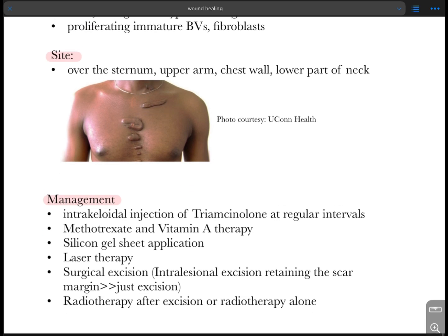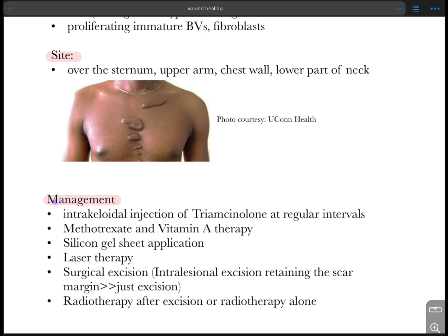Now talking about management, since keloid has a high recurrence rate, about 50%, the management is quite controversial. And the mainstay, the first line of therapy, is intrakeloidal injection of triamcinolone at regular intervals, once every 7 to 10 days. And triamcinolone is a steroid and it works by reducing the fibroblast proliferation and collagen synthesis which occurs in keloid. Another treatment modality is using methotrexate and vitamin A therapy. Another treatment option is silicone gel sheet application and laser therapy as well.